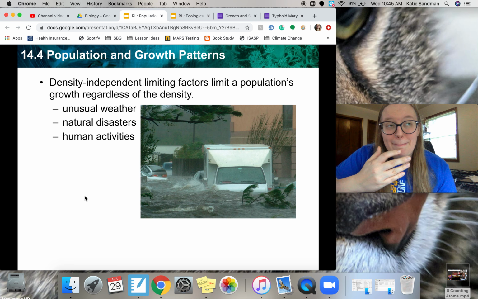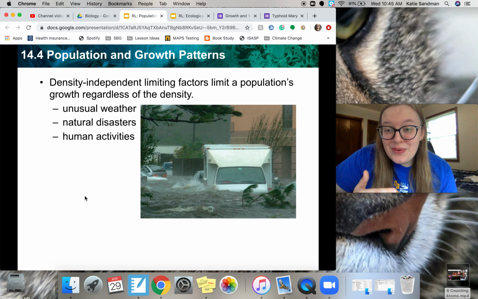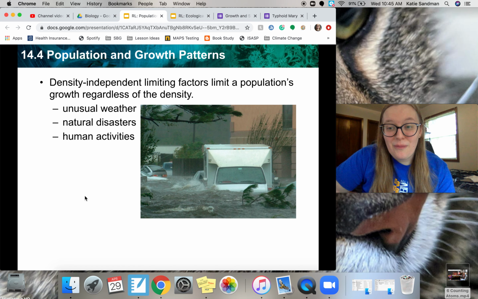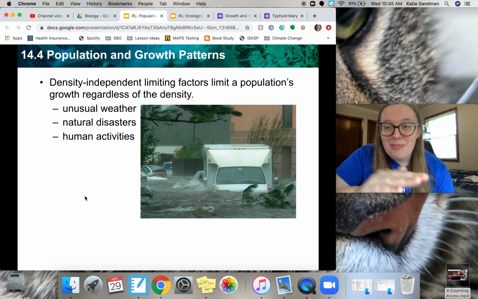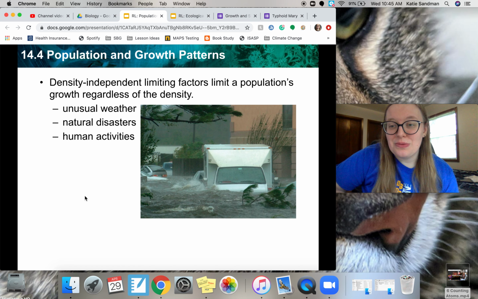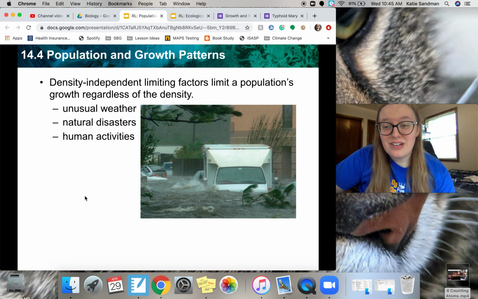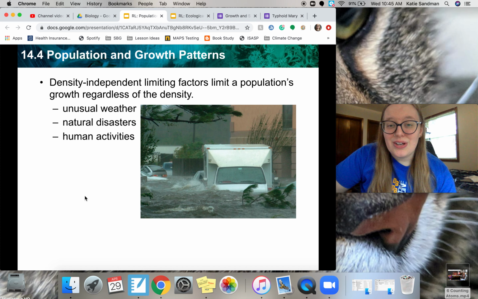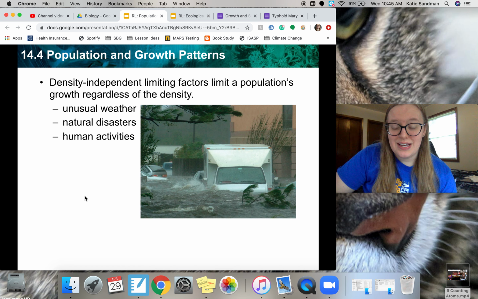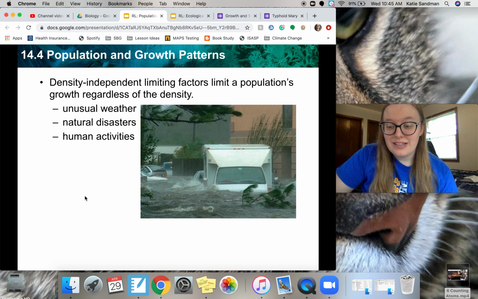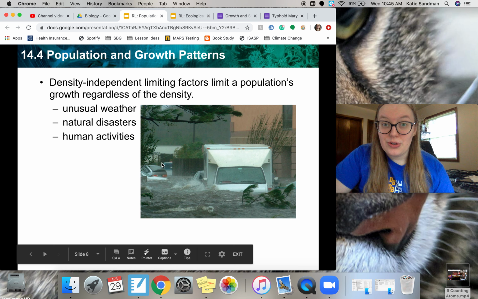So it would be like a tornado. A tornado is not going to decide where it's going to go based on the population. It's just going to go wherever. So it's not going to be like, oh, we're just going to bypass Gilbertville and go towards Waterloo because Waterloo has a higher population. No, it's going to happen regardless. And tornadoes will happen in the middle of a field that doesn't have anybody in it. So density independent does not matter about the population size. Density dependent does. So that's it for our population growth patterns.